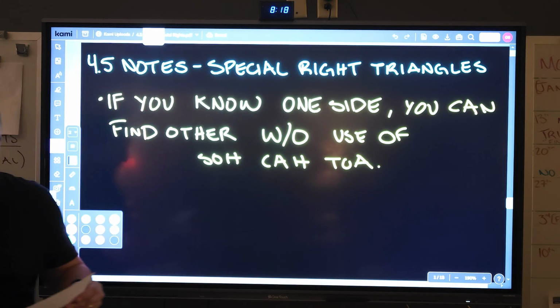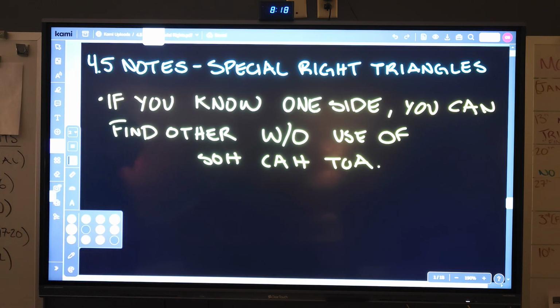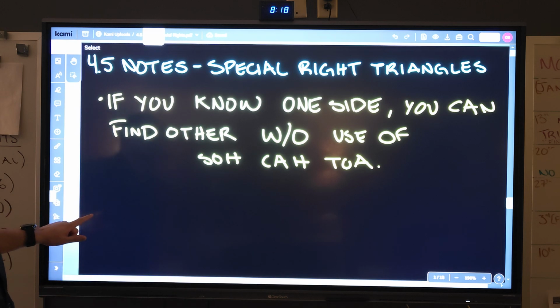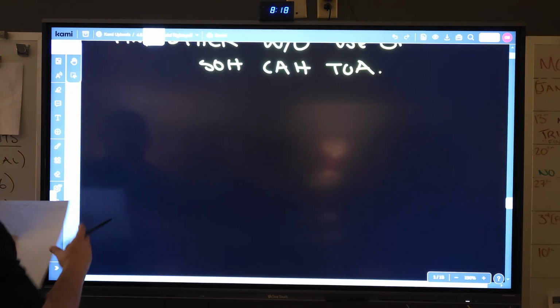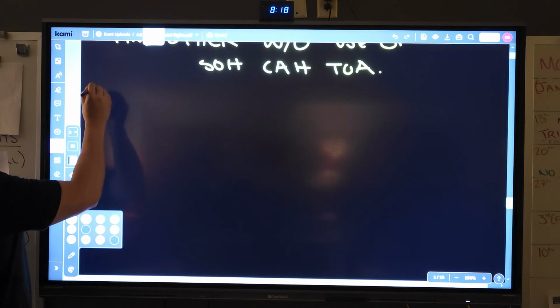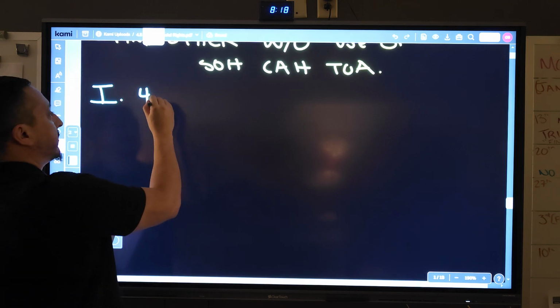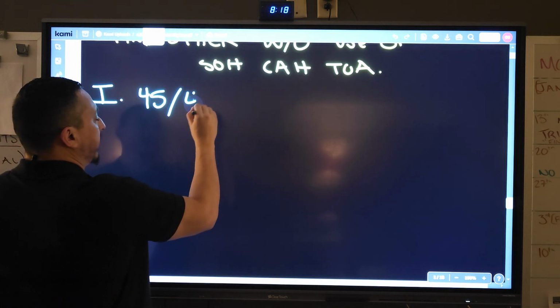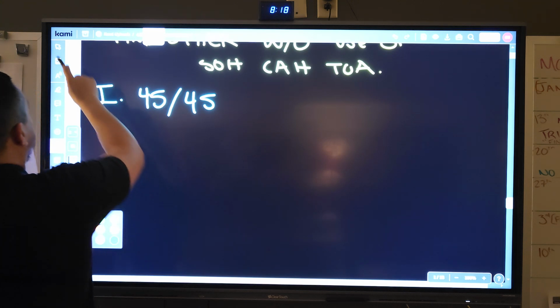So that's the only thing that's different about these types of triangles. I would say they're kind of like shortcuts without having to use sine, cosine, or tangent. And so we're going to focus on two of them for this. The first kind is called a 45-45. Okay, and here's what it looks like.